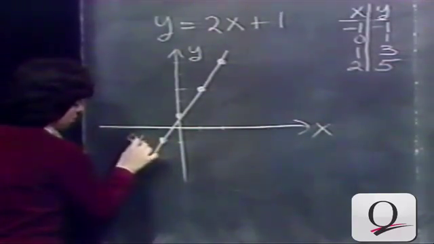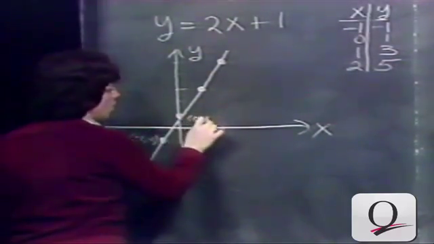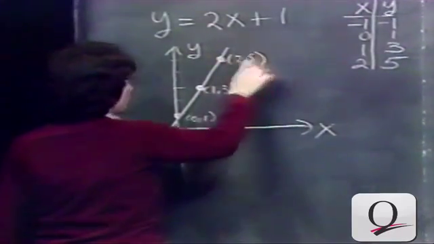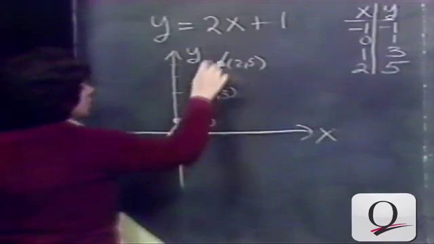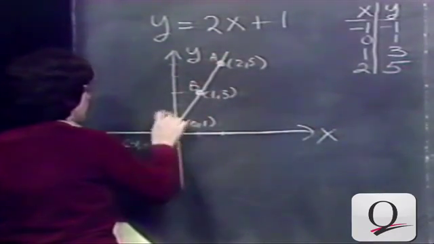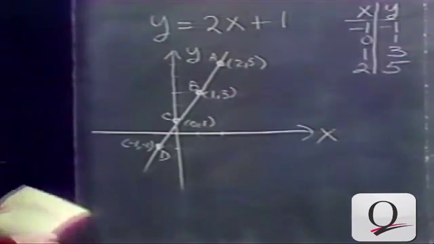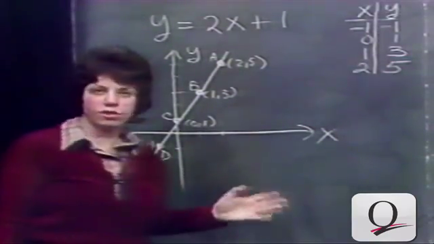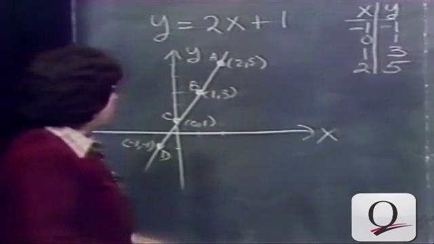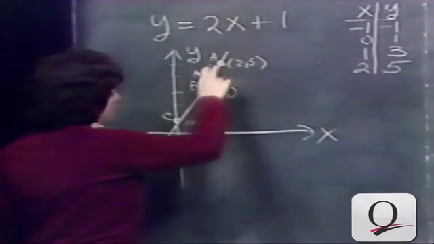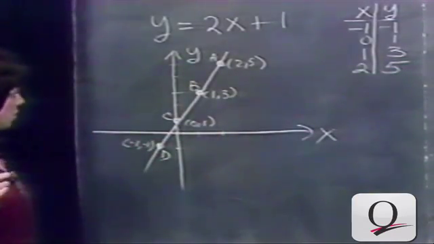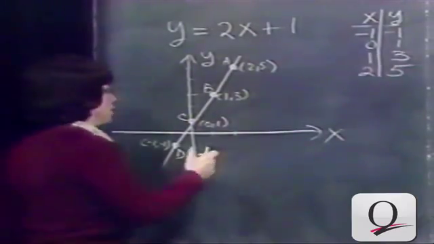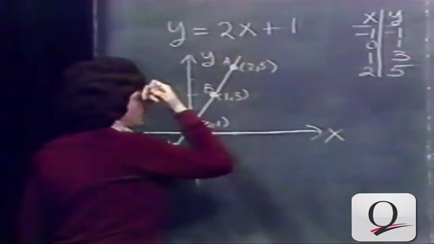Here is -1, -1, 0, 1, 1, 3, and 2, 5. Let's label these points A, B, C, and D. Now I am interested in computing the slope of this line. Let's work with points A and B. I mentioned earlier that the slope indicates something about the steepness of the line. It's a ratio of the vertical change to the horizontal change as you move from point to point.